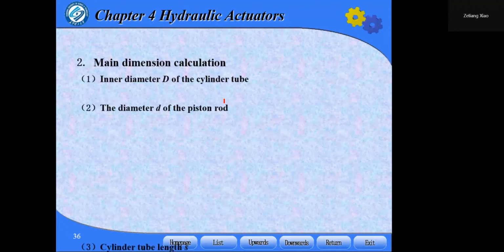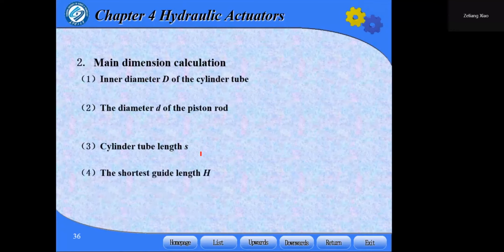Main dimension calculation: the inner diameter D of the cylinder tube, the diameter d of the piston rod, the cylinder tube length S, and the shortest guide length H.